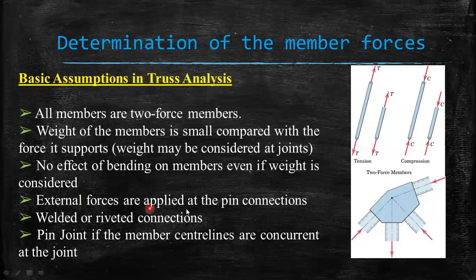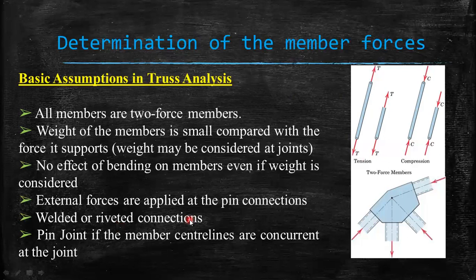Now external forces are applied at the pin connection. When we are applying the dead load, I have already told you that we will apply those forces at the joint itself and not in between any members. At the same time, while we are going to apply some external forces, we have to consider that the external forces are applied at the joint itself and not in between any parts of the member. So basically in a truss structure, loads are applied at the joints only. Clear?